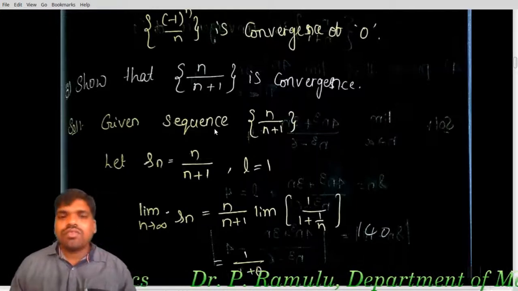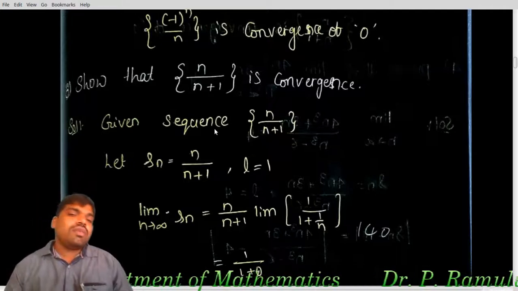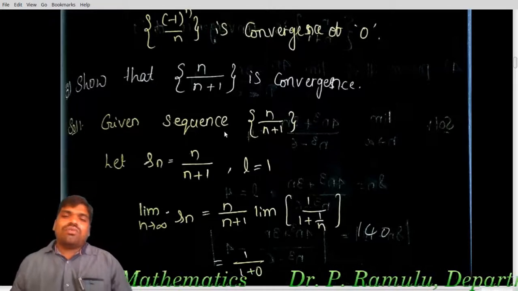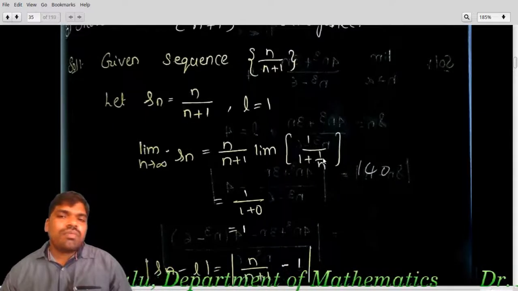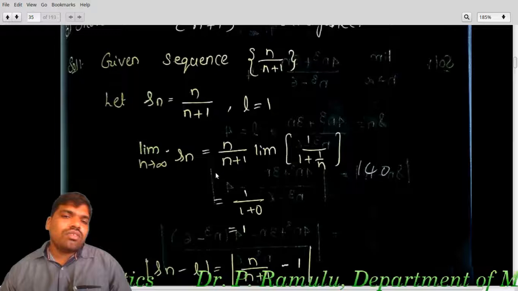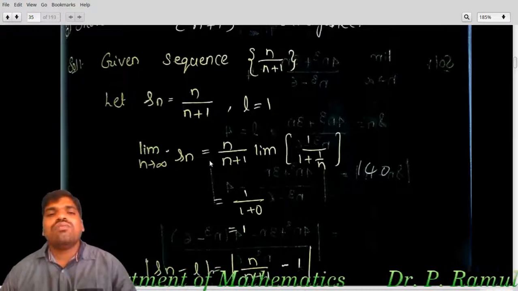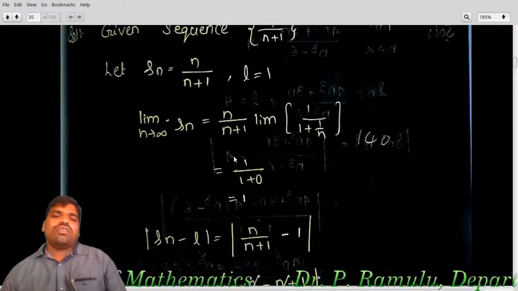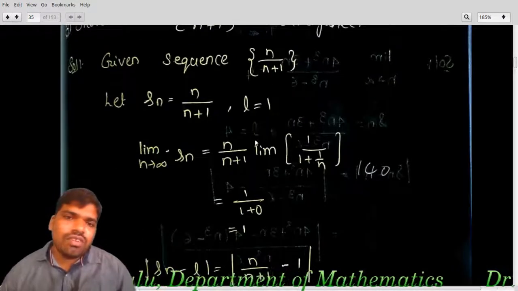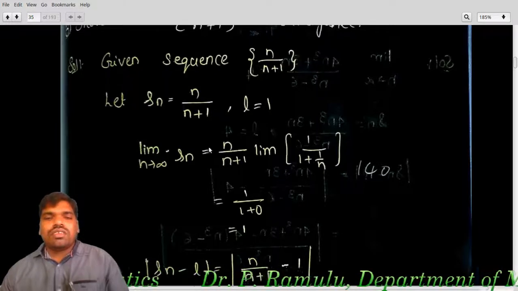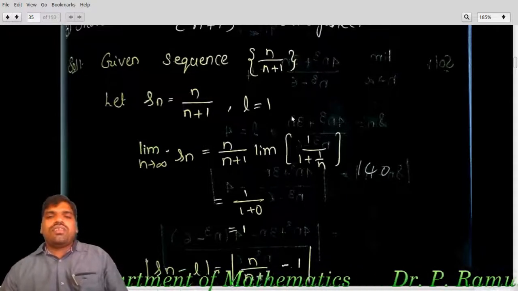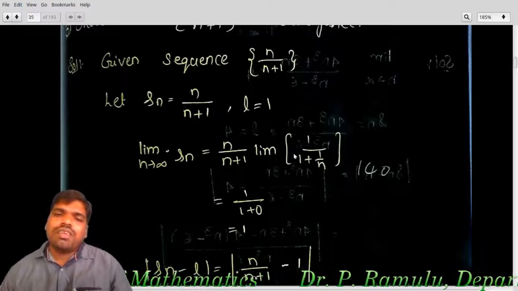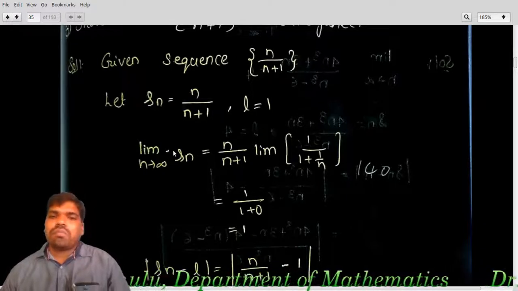Here I am taking Sn equal to n by n plus 1, and L equal to 1. Limit of n tending to infinity of Sn equals n by n plus 1. If I divide numerator and denominator by n, we get 1 by 1 plus 1 by n. If I apply the limit, we get 1 by 1 plus 0, that equals 1. So this is the idea: L is equal to 1.